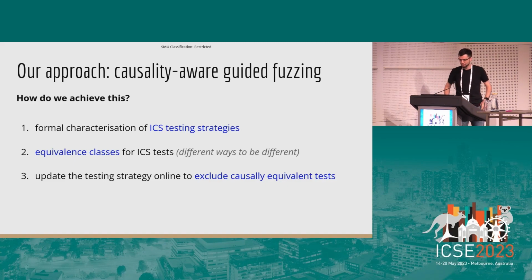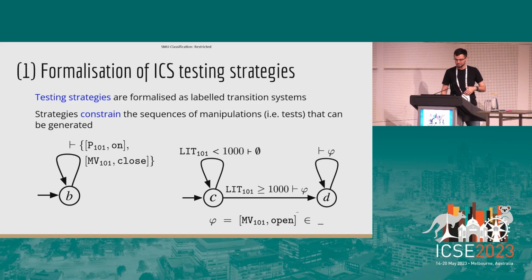Those are the three broad steps, and because it's a short talk, I'm just going to give the gist of what's going on in each of them. First of all, as I said, testing strategies are formalized here as labeled transition systems. They essentially constrain the sequences of manipulations that can be generated. There may be different reasons why you would want to constrain this. You might want to see what can happen if you can manipulate any part of the system, or what can happen if you can only manipulate certain stages of the plant, for example.